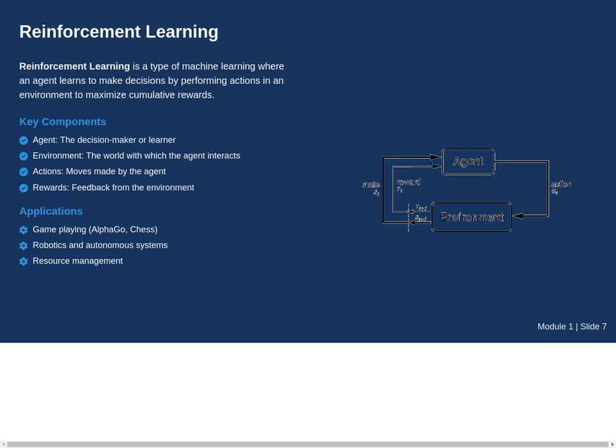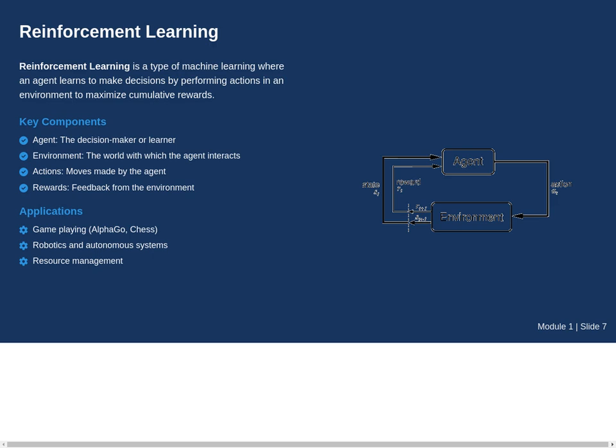Think of it like training a pet. You reward good behavior, and the pet learns what to do. Key components of reinforcement learning include agent, the decision maker or learner that interacts with the environment. Environment, the world with which the agent interacts and which provides feedback. Actions, moves made by the agent within the environment. Rewards, feedback from the environment indicating how good or bad an action was.